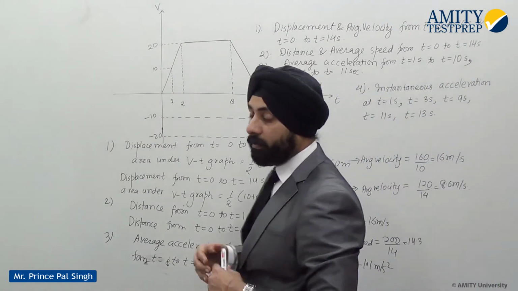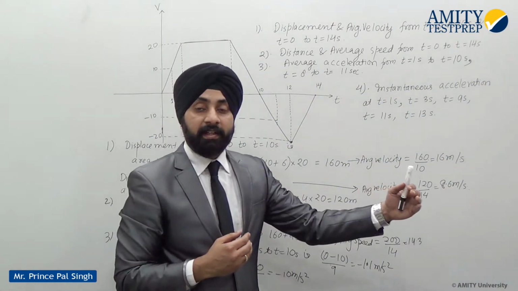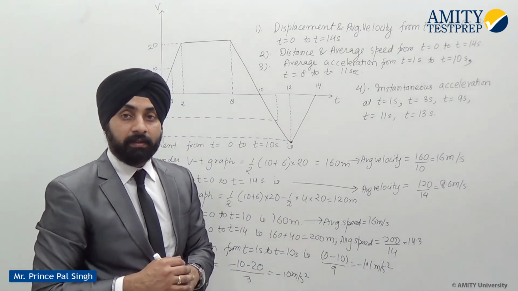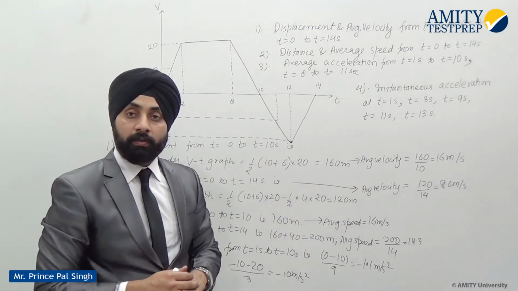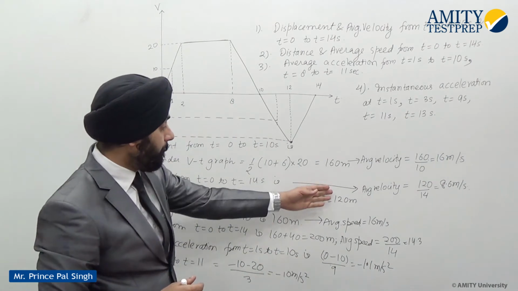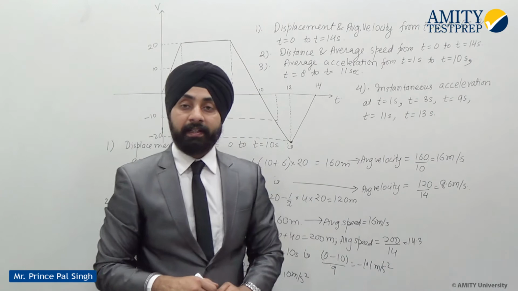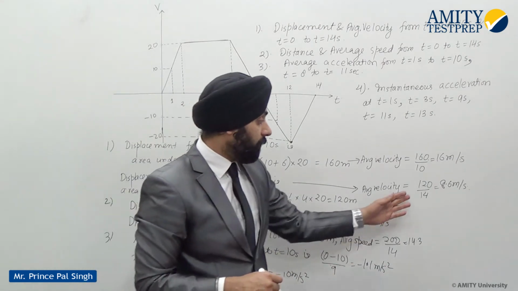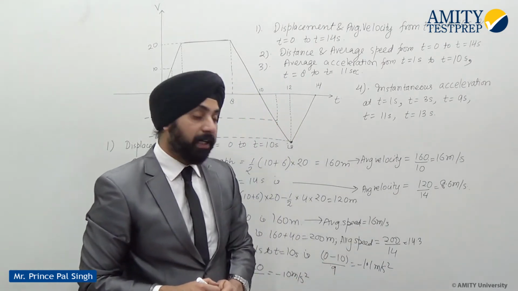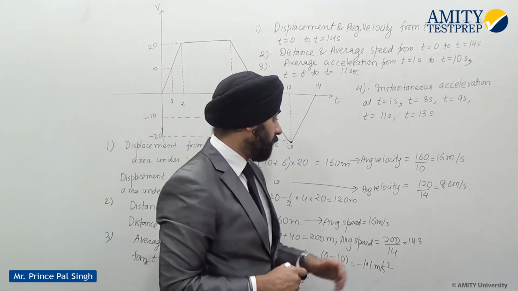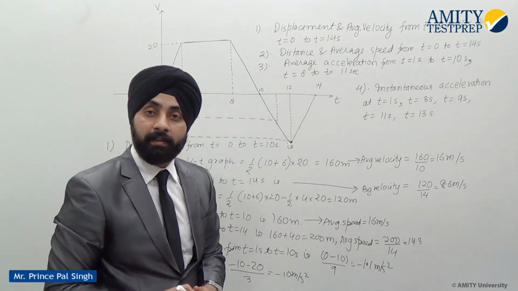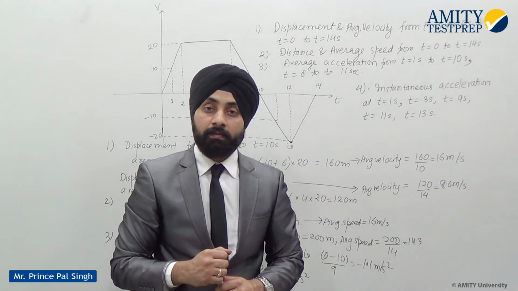The particle has gone 160 meters forward, then it has come back by 40 meters in the next 4 seconds. So the displacement of the particle is 120 meters. The total time taken is 14 seconds, so we divide it by 14 seconds. We get 8.6 meters per second. This is the average velocity with which the particle has travelled for the 14 seconds.